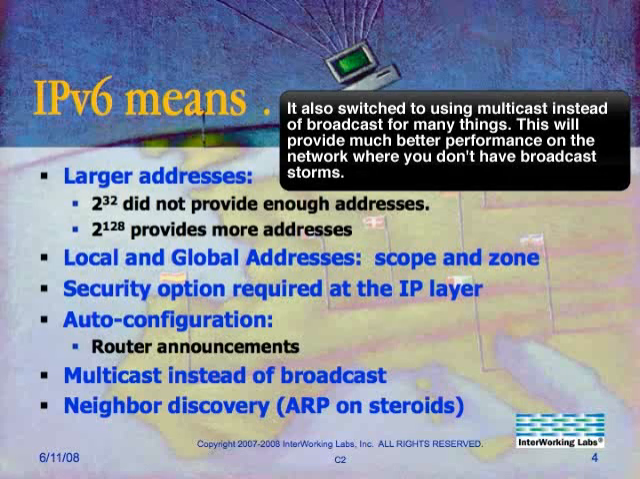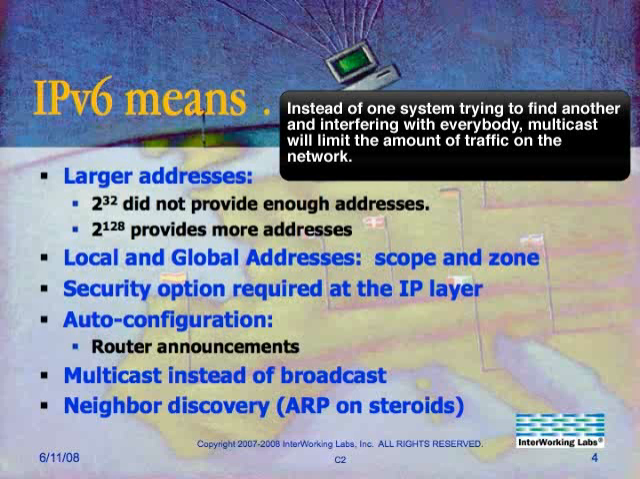It also switched to using multicast instead of broadcast for many things. This will provide a much better performance on the network where you don't have broadcast storms. Instead of one system trying to find another and interfering with everybody, it will be able to multicast and limit the amount of traffic on the network.